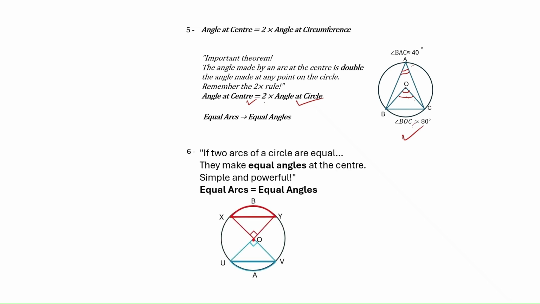Suppose this is arc XBY, and the next theorem: this arc XBY and UAV. This is the blue color, this is the arc I show here, and this is the red color, this is another arc XBY. If they are equal, then they will subtend equal angles at the center.